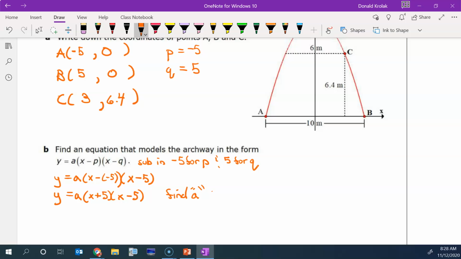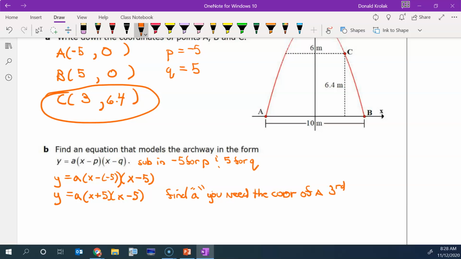Yeah, so to find A, we need a third point. You need the coordinates of a third point, which we have right here. Okay, you need the coordinates of a third point, such as the one that we just figured out. So I plug those in. I'm gonna put 3 in for X and 6.4 in for Y, and now do the math.